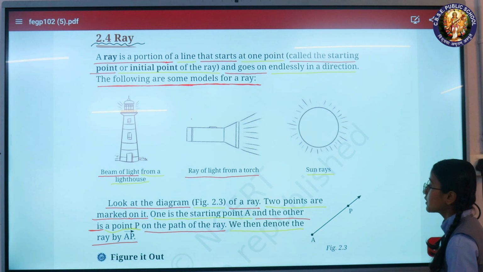Look at the diagram. Figure 2.3 of a ray. 2 points are marked on it. One is the starting point A and the other is a point P. On the path of the ray, we then denote the ray by ray AP.